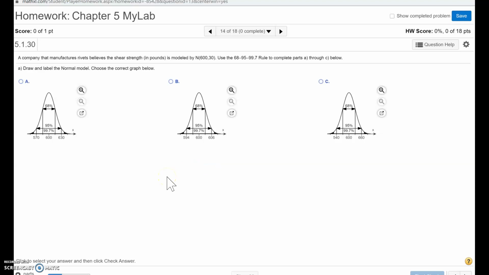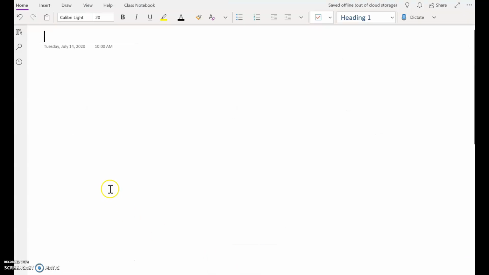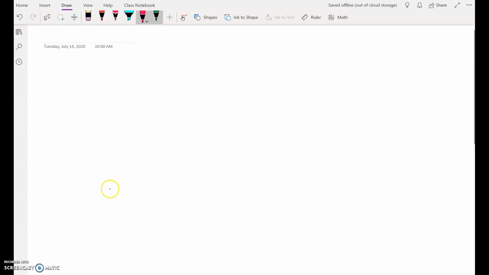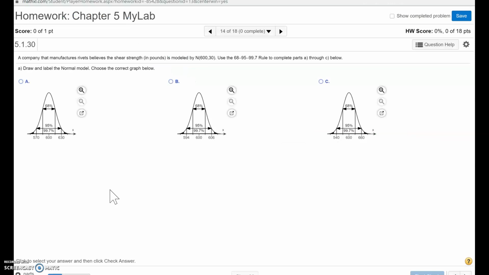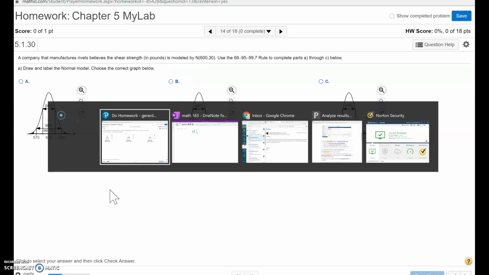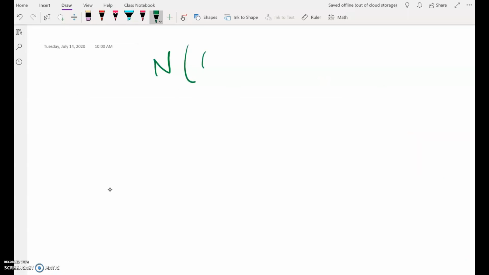Okay, so first of all, just like the authors of the textbook say, the first thing to do is draw a picture. And so let's do that. Let's write this down. The notation is a little bit cryptic here, so let's talk about this notation first.